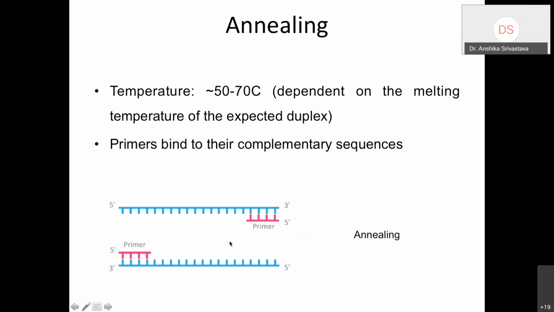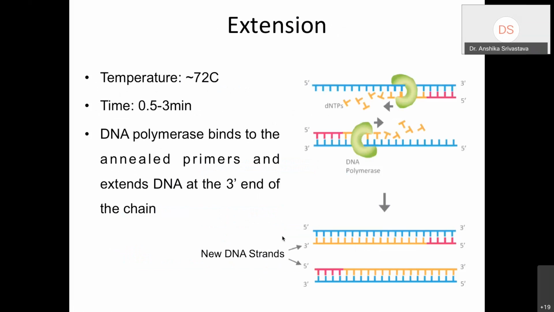Then step number 2 is annealing. The annealing temperature varies and can range from 50 to 70 degrees depending on the melting temperature of the expected duplex. In this case, the primers, forward and reverse, bind to their complementary sequences. Then comes extension. The temperature is usually around 72 degrees Celsius and the time is 0.5 to 3 minutes. In this step, the DNA polymerase binds to the annealed primer and extends the DNA at the 3' end of the chain, where you get new DNA strands.